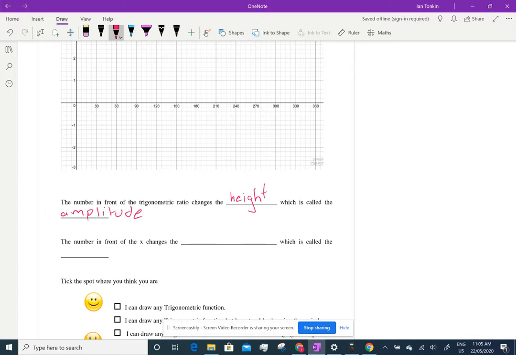The number in front of the x, well, it changes, and I'm going to use the same words as before, the number of complete curves or functions. And we call that, and I already used the word, the period, how often it repeats itself. So that number tells you that it repeats itself. And these complete curves are between 0 and 360.